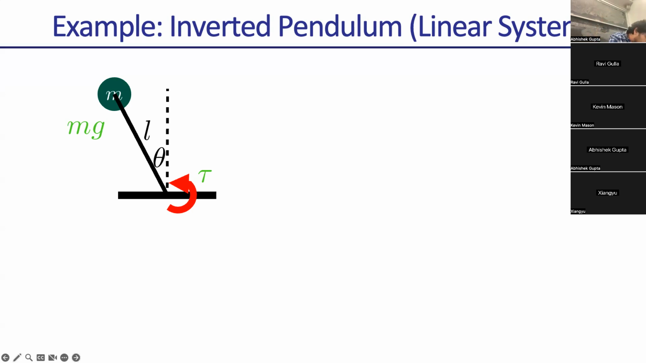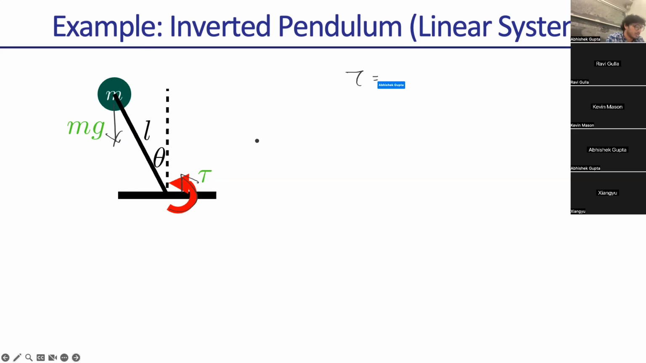And so the force is applied on your system, and there's going to be a tau, and there's going to be gravity. This is a rigid rod with a ball at the end. The ball has mass m. There's going to be gravity, and there's going to be torque at the hinge joint. Those are the forces on your system. Okay.